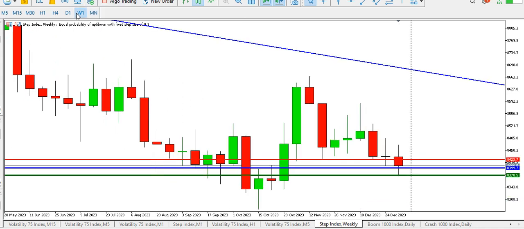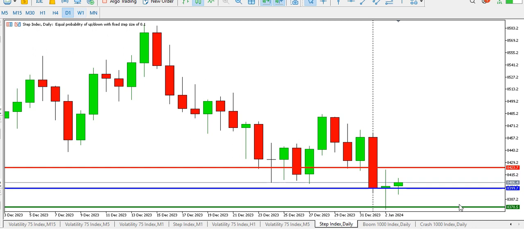On the weekly time frame, price is at the bottom of the chart. We have a high, low, lower high, lower low, lower high, lower low, then a higher high. We can see price trying to form another lower low. All right, so in as much as you are selling V75, you might also want to consider looking at possibly selling step index.